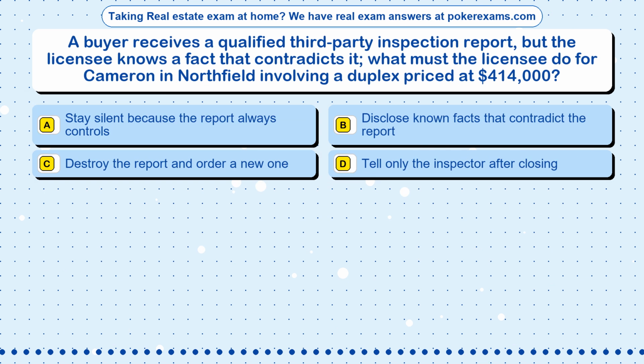Question 66. A buyer receives a qualified third-party inspection report, but the licensee knows a fact that contradicts it. What must the licensee do for Cameron in Northfield involving a duplex priced at $414,000? Option A. Stay silent because the report always controls. Option B. Disclose known facts that contradict the report. Option C. Destroy the report and order a new one. Option D. Tell only the inspector after closing.